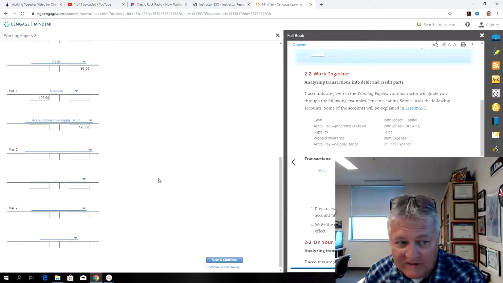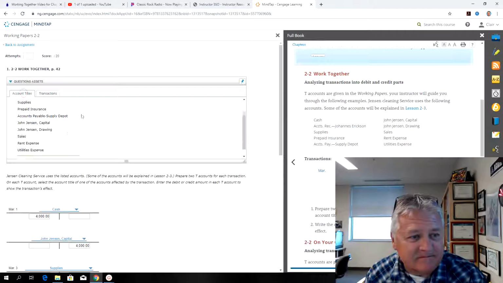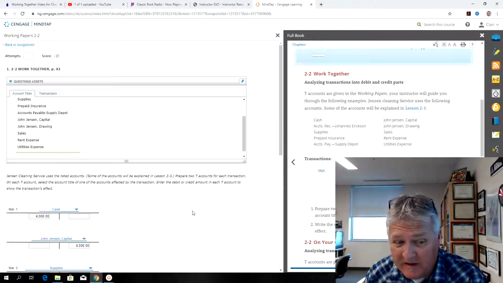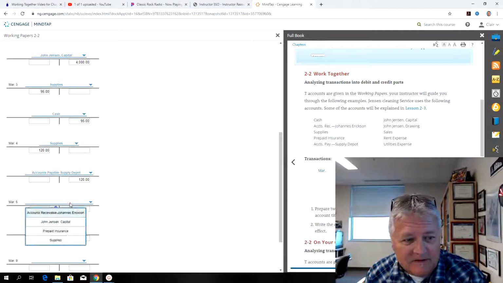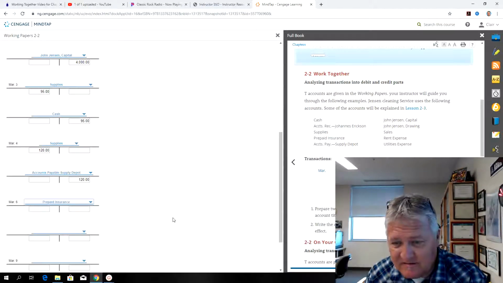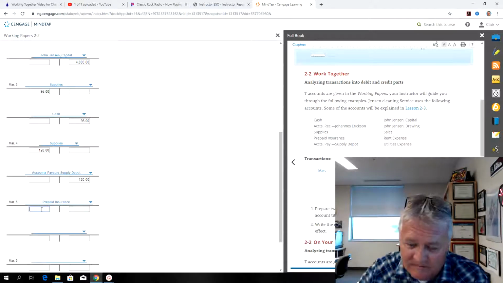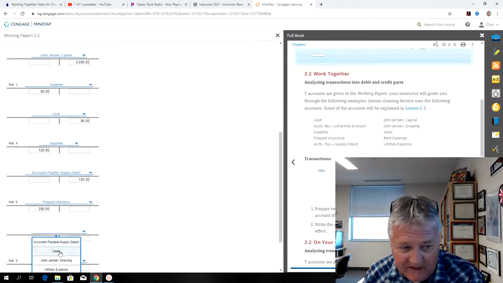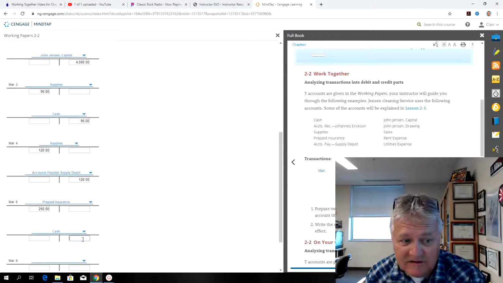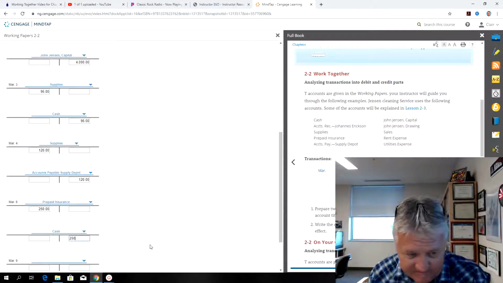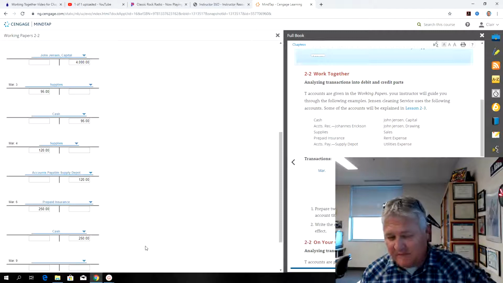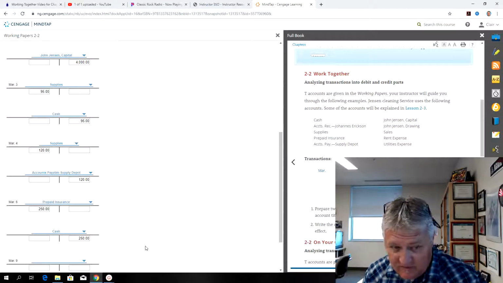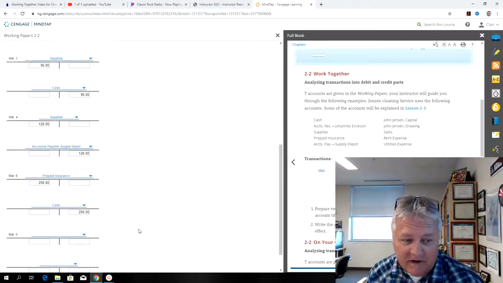So I'm on to March 6th, and it said paid cash for insurance of $250. If I went and looked at my list of accounts here, I don't have an insurance account, but I do have a prepaid insurance. So we scroll back down, and I'm going to debit prepaid insurance, and it's going to be $250. And I'm going to credit cash, because it says I paid cash, $250. So that's an increase to prepaid insurance with a debit of $250, and a credit to cash of $250, which is a decrease to cash.